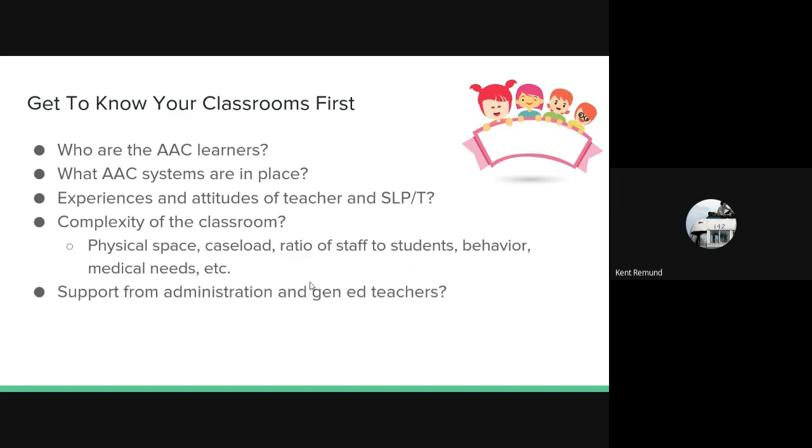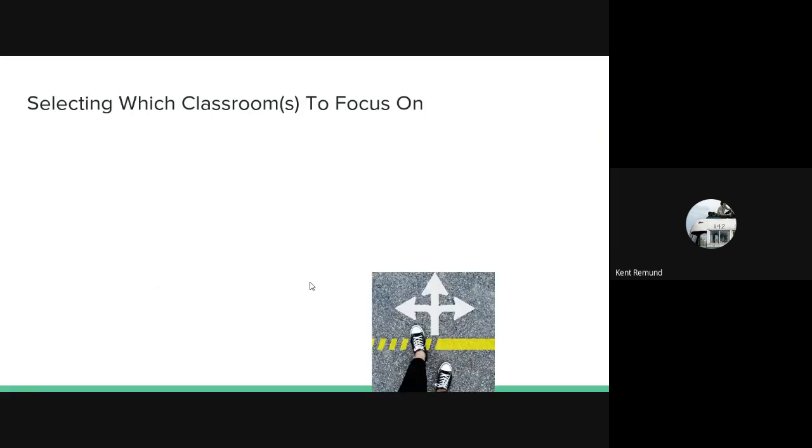That's important to know. Think about a lot of different things there. How much support are they getting? What are their inclusion efforts? And there may be other factors you consider as well. Just getting to know the classrooms that you may work with as an AAT team. Because once you get to know the classrooms, then you can decide which classrooms you're going to focus on.